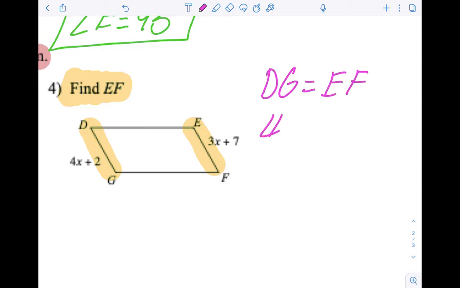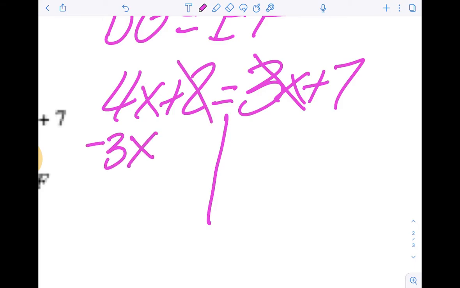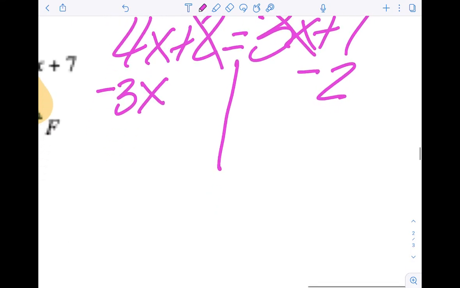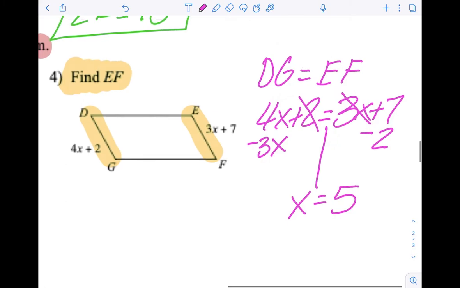DG is 4x plus 2. EF is 3x plus 7. All right. So that means I'm going to move my 3x this way and make it minus 3x. I'm going to move my 2 this way and make it minus 2. 4x minus 3x is just x. And 7 minus 2 is 5. But remember, we're not solving for x. We are finding EF. And EF here, kiddos, is 3x plus 7.